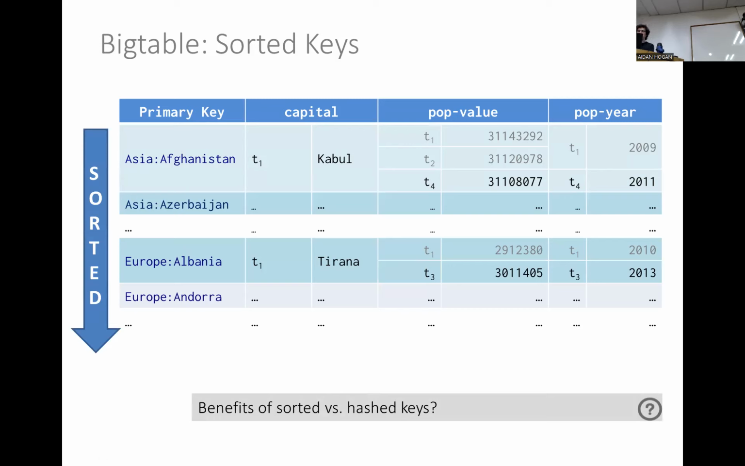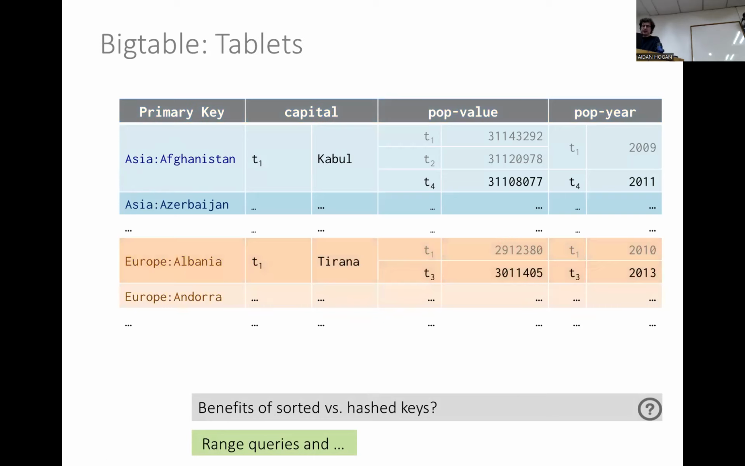One of the benefits is that we can do prefix searches on our keys. So we could find, for example, all the keys starting with Asia more easily because they're all going to be in order. So it should be easier. Another benefit that may not be at all obvious we'll see in a second. So we have range queries, so we can do prefix lookups. We can find all the keys that start with a letter between A and C and so forth.